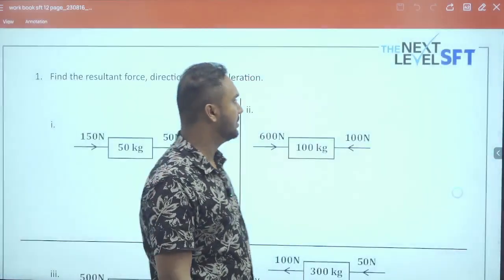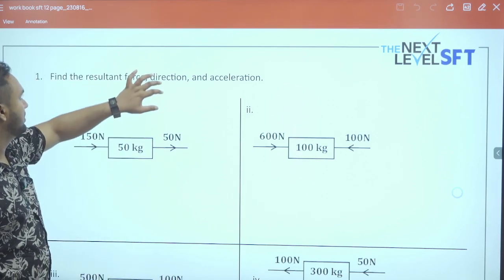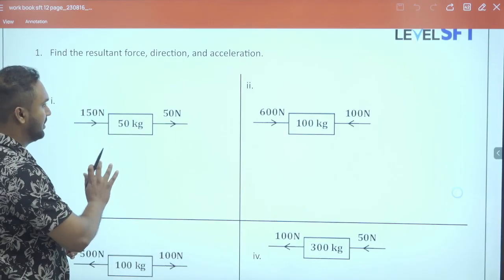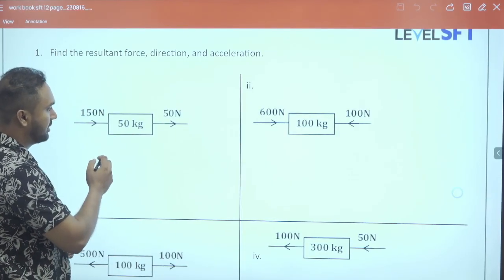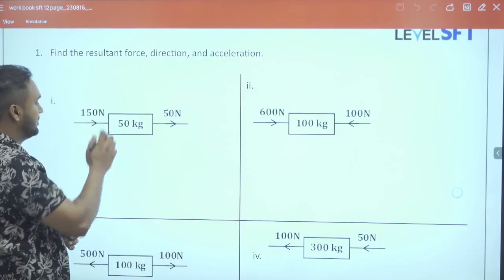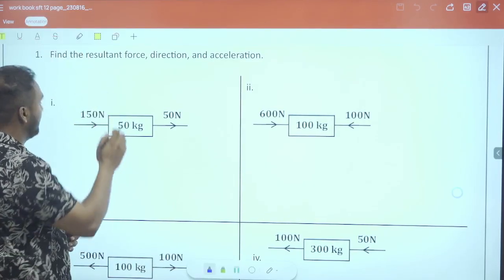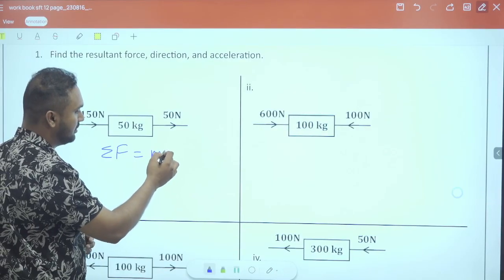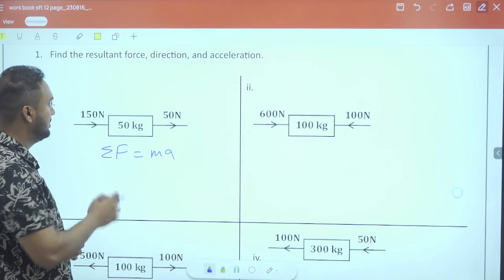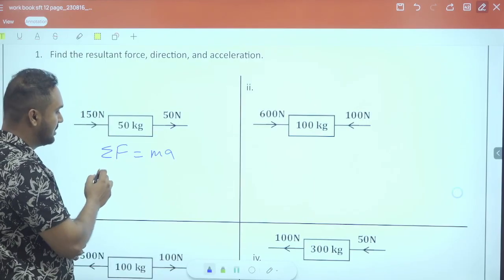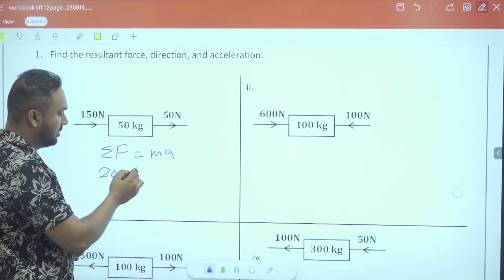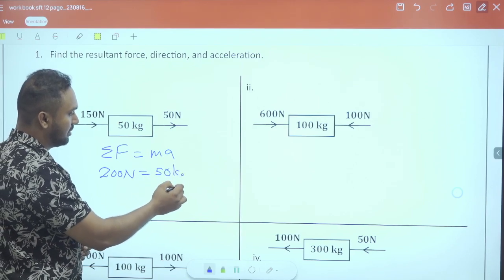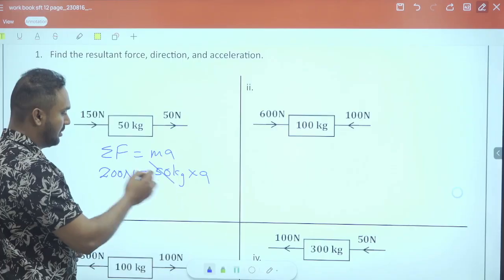Right. Now come to the workbook. Take the workbook out. Find the resultant force, direction and acceleration, right? So I'll do the first one. Simply how you find this is, two of the forces are acting toward the same direction. So you have to put sigma F equals ma, right? Sigma F means the resultant force equals mass into acceleration. Now the sigma F is 150 plus 50, how much? 200 newtons equals mass, which is 50 kilograms, into acceleration, and you have to find the acceleration. Acceleration is how much?